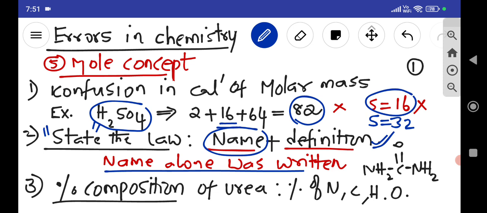Next one is mistakes in the composition, or you can say percentage composition of urea if they give. So some will calculate nitrogen or some other atom, but here percentage composition indicates percentage of all the atoms in this: nitrogen, carbon, hydrogen and oxygen.